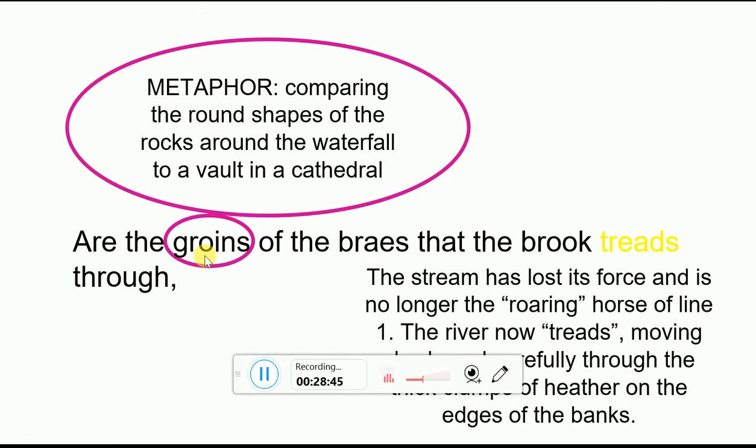And the word groins here also suggests the body or curve of the hillside. So this is the curve of the hillside. And the word braes means the hillside along the stream. The brook treads through. And as I've said earlier, there is personification. The stream is personified as a person who is walking along leisurely or slowly.